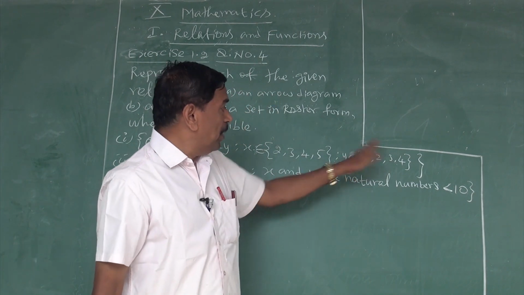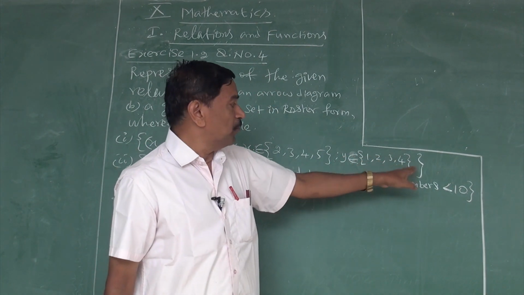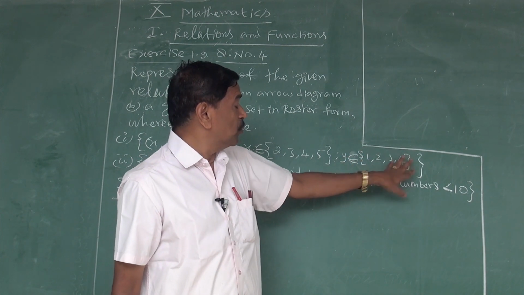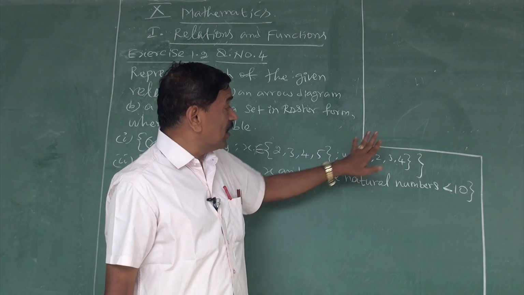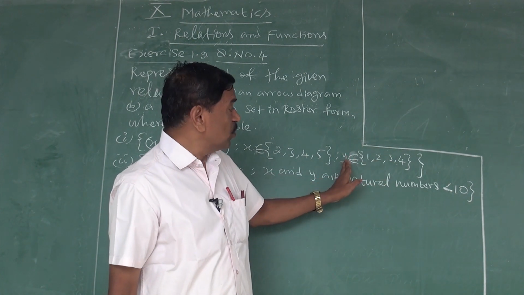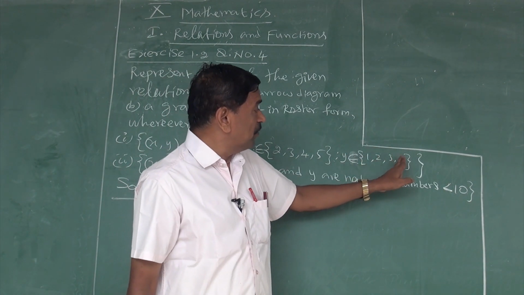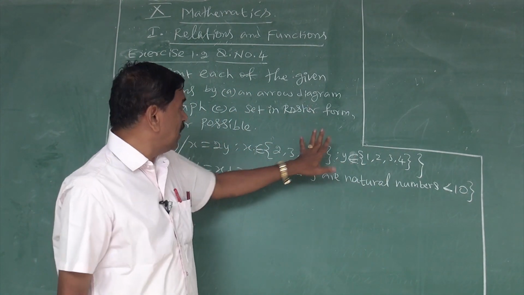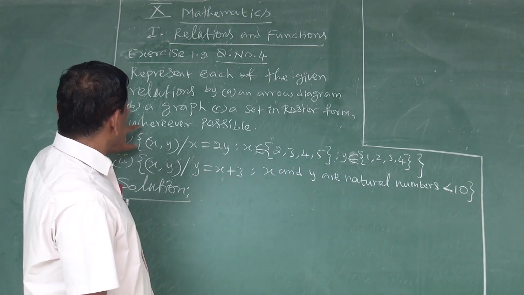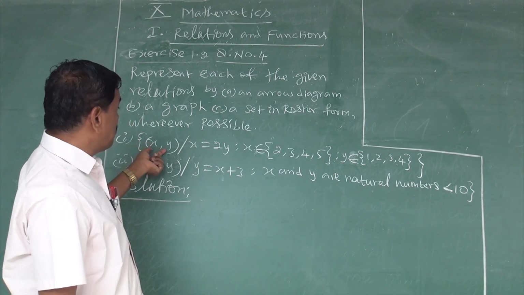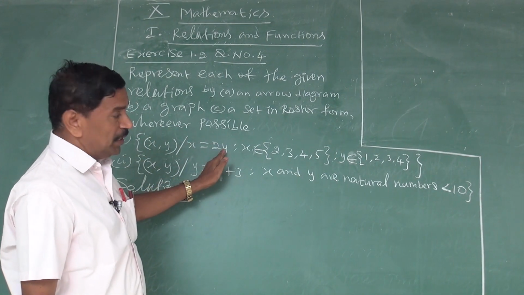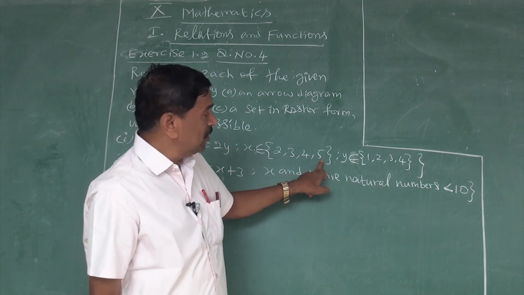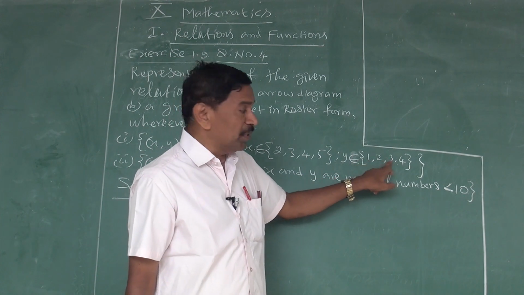y belongs to 1 comma 2 comma 3 comma 4, which means y can take the values 1, 2, 3, 4. That is, y cannot take other than these 4 elements. So y should take 1, 2, 3, 4, and x can take the values 2, 3, 4, 5. That is a condition. Again, the relation is given by x comma y such that x is equal to 2y, such that x belongs to 2, 3, 4, 5 and y belongs to 1, 2, 3, 4.